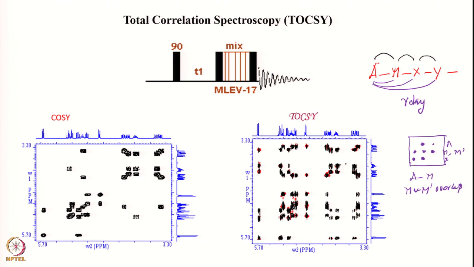Now if I do a TOCSY of the same, I have the diagonal here, this diagonal, same as before. Now if I have a peak here, which will be there in the COSY, I will also have a peak here as in the COSY. But if it is AMX and not AM plus M prime X, if it is an AMX, I will see a cross peak here in the TOCSY. But if it were AM plus M prime X, then I will not see it. This will be AMX.